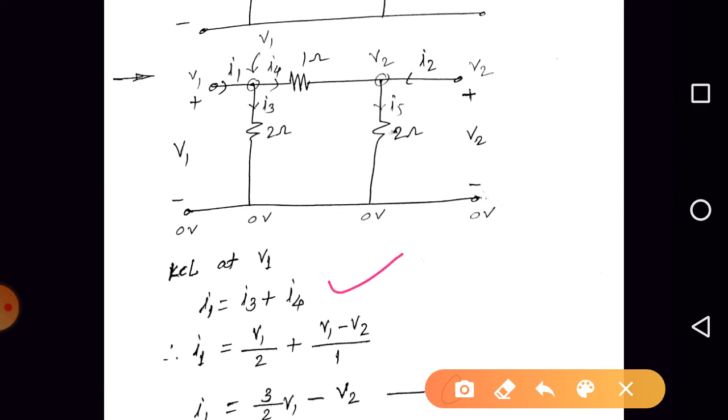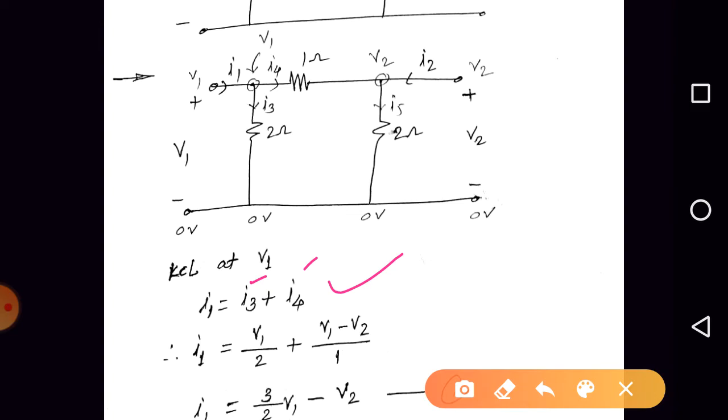Next, our task is to find the Y parameters. Ultimately we need to write the expression for I1, I2 in terms of V1, V2. So I1 is equal to I3 plus I4, which means we need to replace I3 and I4 in terms of voltages and resistors, with the help of Ohm's law, right?